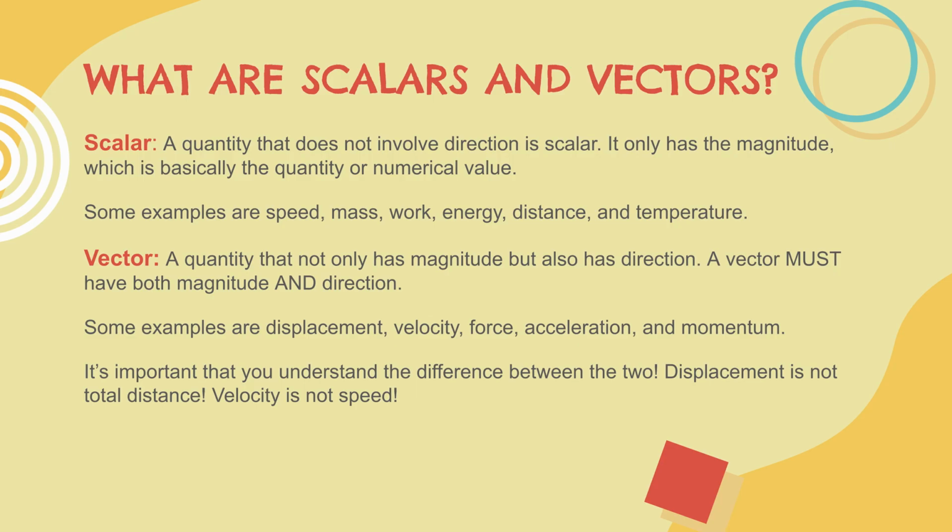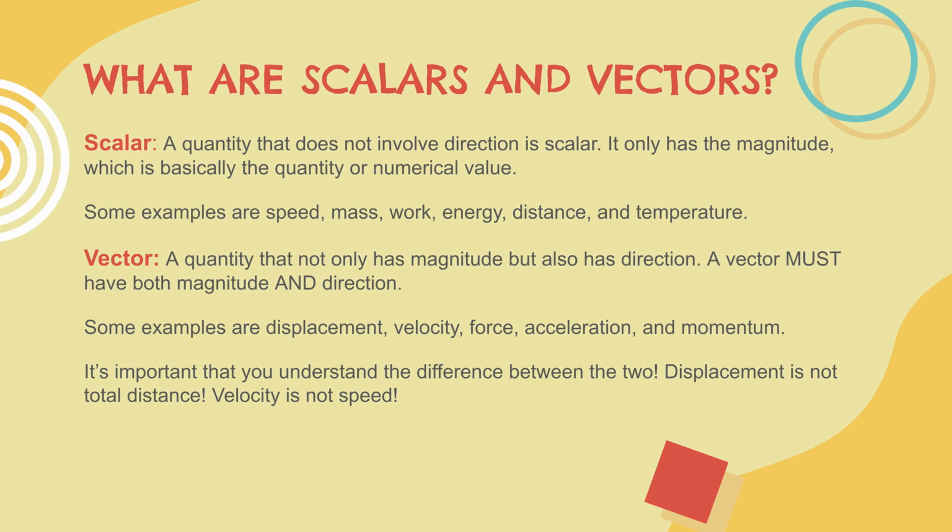What are scalars and vectors? A quantity that does not involve direction is scalar. It only has the magnitude, which is basically the quantity or numerical value. Some examples are speed, mass, work, energy, distance, and temperature.